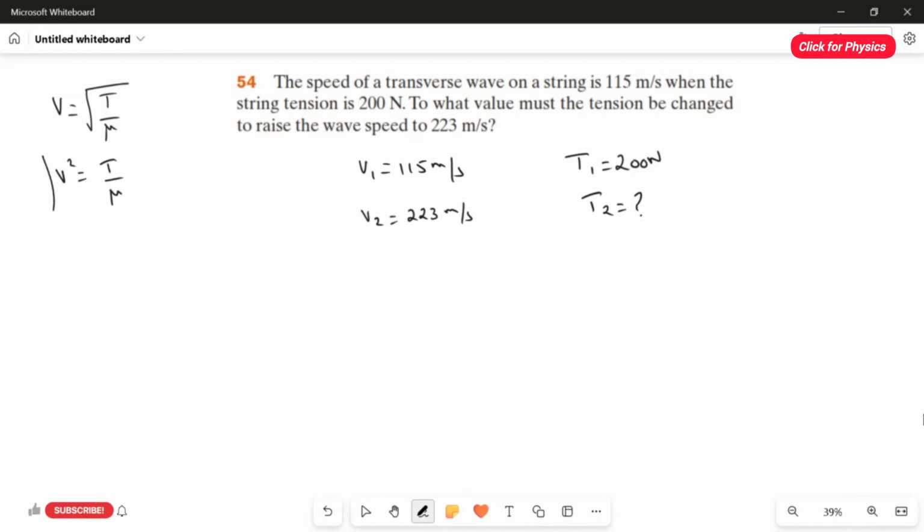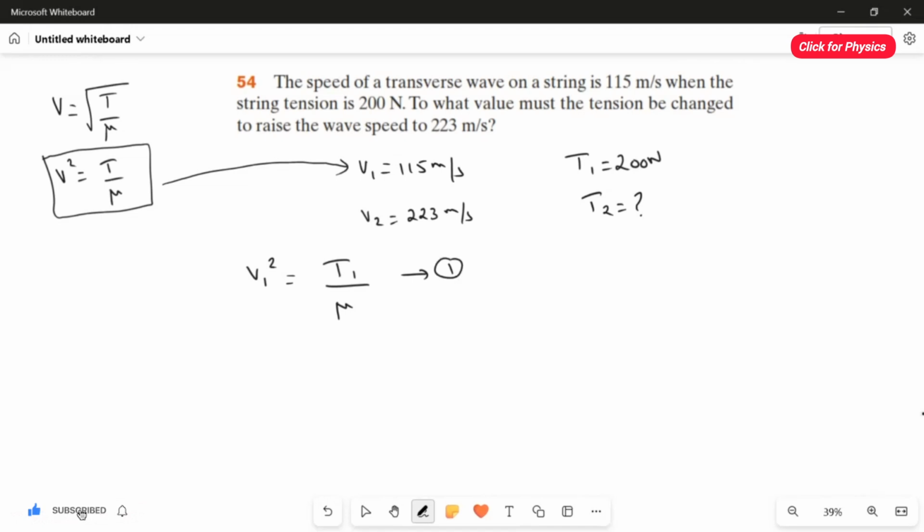Now I'm going to apply this rule for these two sets of data. First I'm going to apply this equation for this set. So I can write V1 squared, which is equal to T1 over mu. Let's take this as equation 1. And again, I'm going to apply this rule for the second set of data. So V2 squared, which is equal to T2 over mu. Let's take this as the second equation.